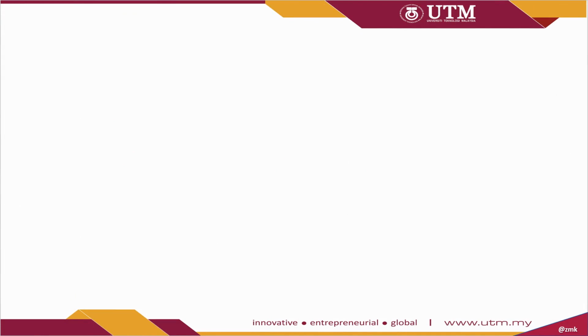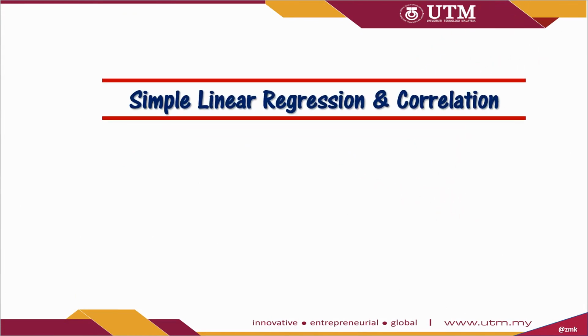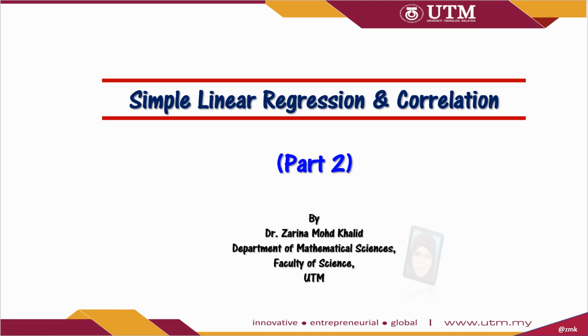In this video, we will continue on simple linear regression and correlation part 2, which focuses on possible statistical inferences on the slope parameter beta in a simple linear regression model. Let's look at these part 2 learning objectives that you should be able to achieve at the end of this video.